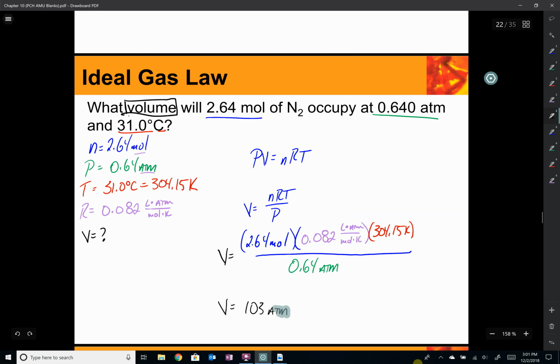Oops, I'm sorry, not atmospheres, liters. I apologize, wrong units. 103 liters. Not too bad, right? Simple execution of PV equals nRT. The big trick to these problems is getting a table of information. Write down what you have, and then see how it plugs in to your equation.